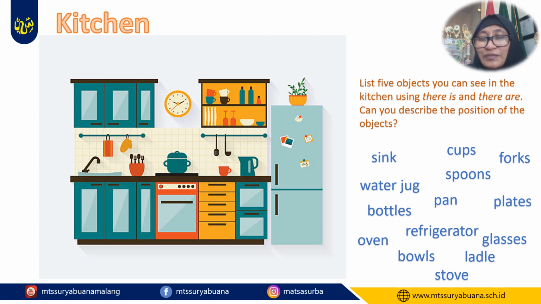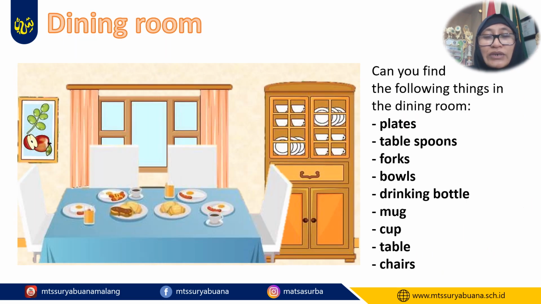Let's continue. Let's now go to a dining room. Can you find the following things in the dining room? There are some objects that you can see in the picture here, but there are some others that you cannot find here. Can you find a plate? Can you find plates in this dining room? Yes, of course, there are some plates in this dining room. Can you see tablespoons? No, we cannot find tablespoons over there.